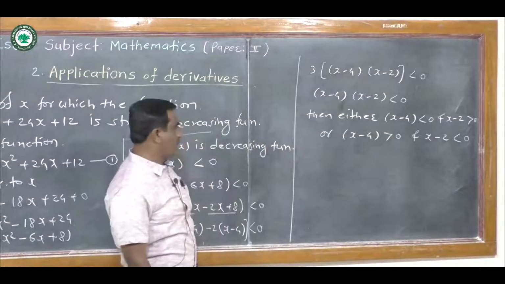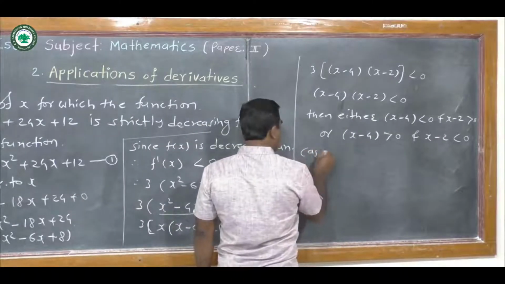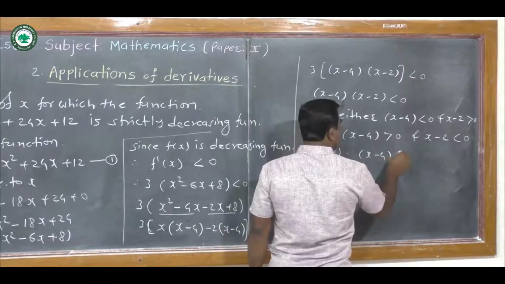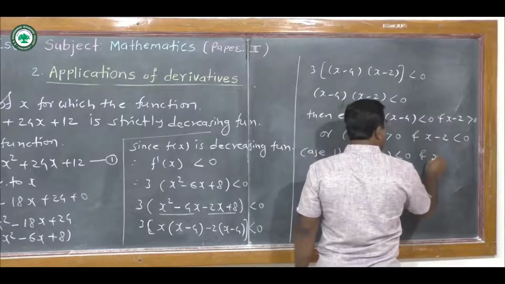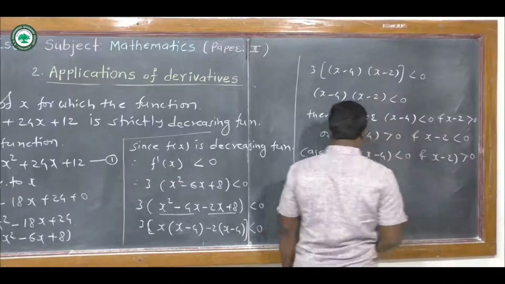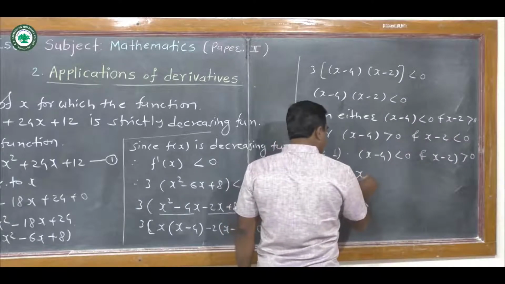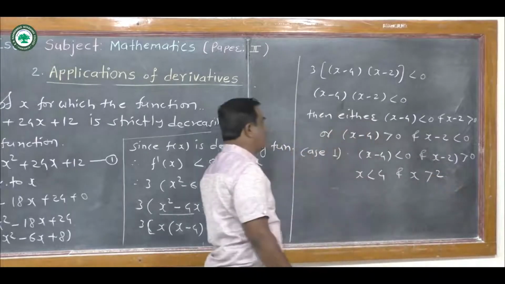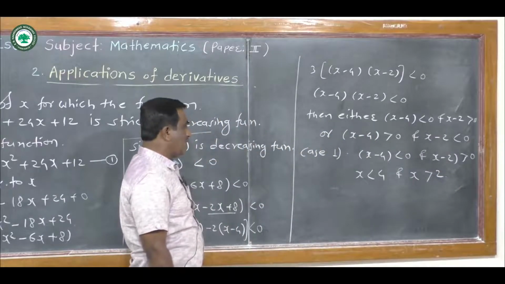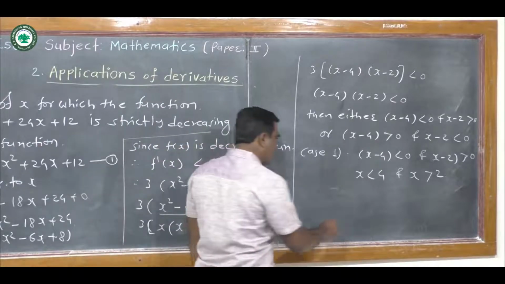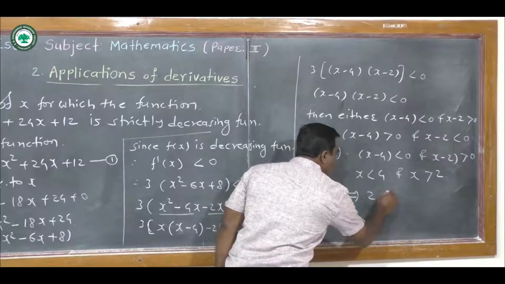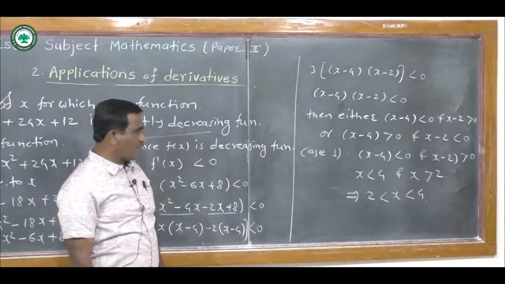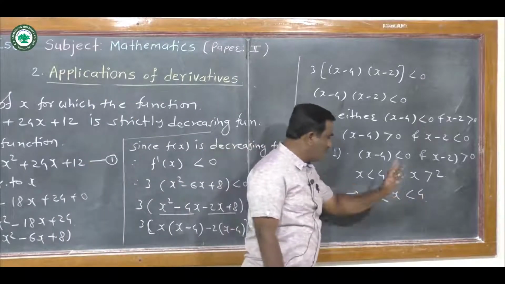Now first we consider the first case. Case first: x minus 4 less than 0 and x minus 2 greater than 0. That is x less than 4 and x greater than 2. This implies that 2 is less than x less than 4. That is, x lies between 2 and 4.